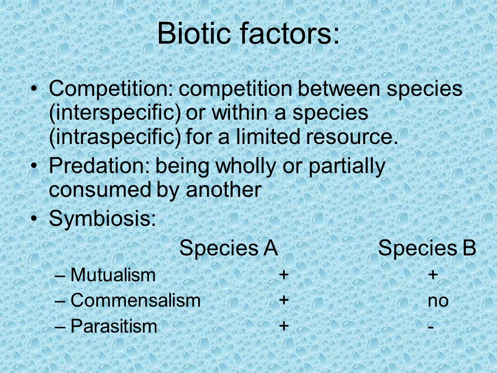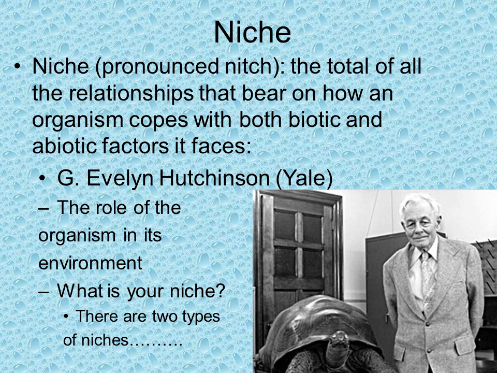And there's also symbiosis, which this is review for you. There's mutualisms, where both species A and B benefit. Commensalisms, where species A benefits, but there's no effect on species B. And parasitism, where species A benefits, but there's a negative effect on species B. So these are just a review of the abiotic factors and biotic factors that affect a species.